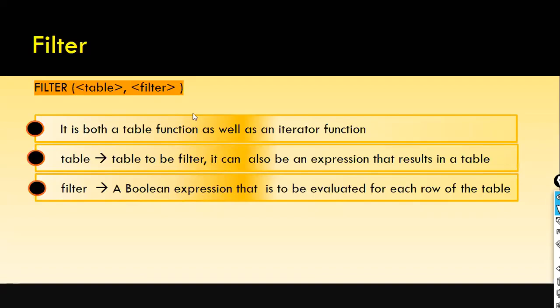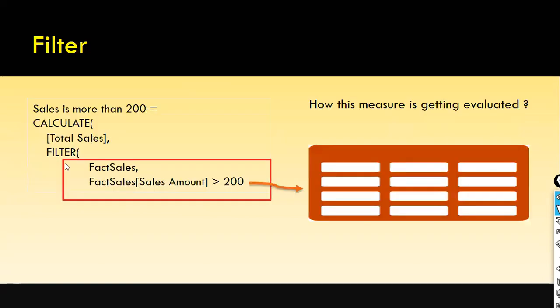Okay. The FILTER function, like the CALCULATETABLE function, takes the first argument as a table. If you use a FILTER function, what happens is, it first applies the filter. In this case, it takes the subset of the data in your fact sales table, those transactions where the sales amount is more than 200, and then it applies the sum on this subset of the data. Okay, behind the scenes it creates something like a virtual table, and then it applies the sum on the total sales.